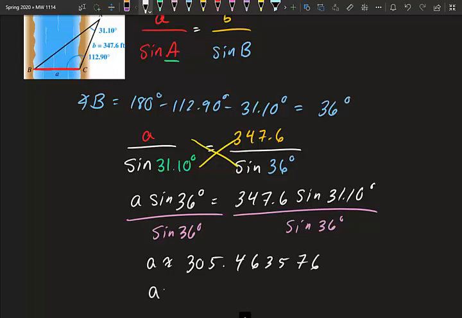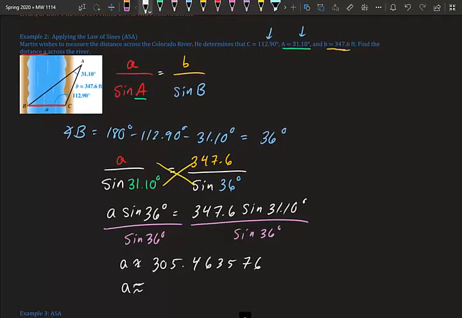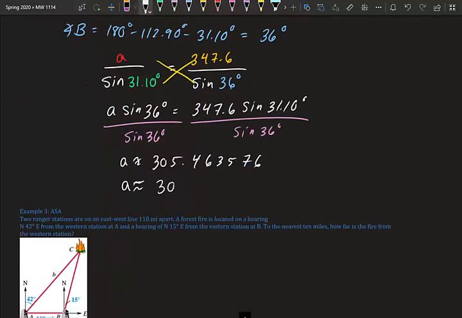305.463576. So we're going to round that with our significant digits. How many significant digits do we have? 1, 2, 3, 4. Remember, we don't count the zeros at the end. So 4 significant digits, it would be 305.5 feet, because that's a 6, so we round up. So the distance across the Colorado River from where this dude is standing is about 305 feet.